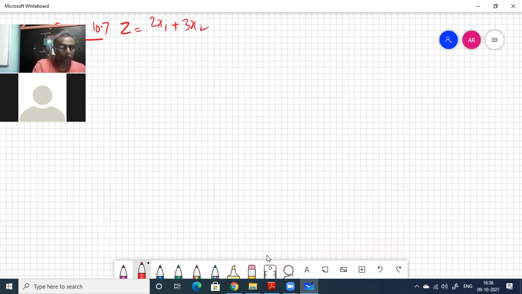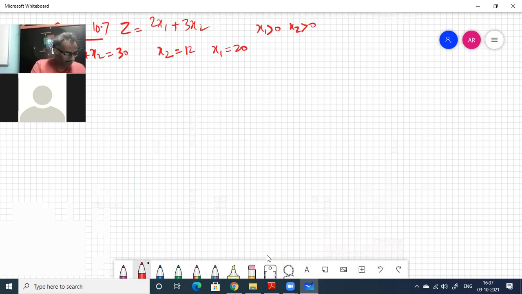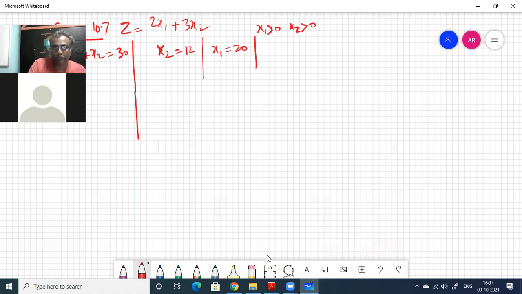Subject to constraints x1 plus x2 less than or equal to 30, x2 less than or equal to 12, and x1 less than or equal to 20. And this one is always given: x1 greater than 0, x2 greater than 0. So they are in the first quadrant always. Okay. Now what is this whole thing? Only for this you have to find x1 and x2.